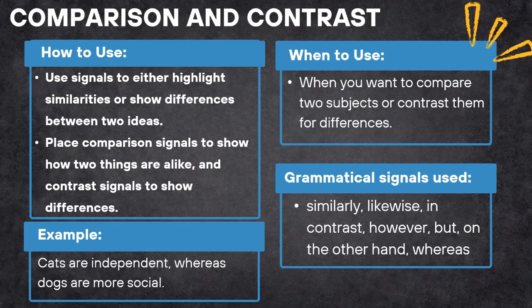So, example, we have: cats are independent. This is the first thought, first idea. Whereas, this is the grammatical signal that signals the similarities or the differences between cats and dogs. The dogs are more social. So it divides or separates the two ideas. The whereas here divides the first idea and the second idea, and it signals a contrast. Okay, that's how and when to use comparison and contrast.